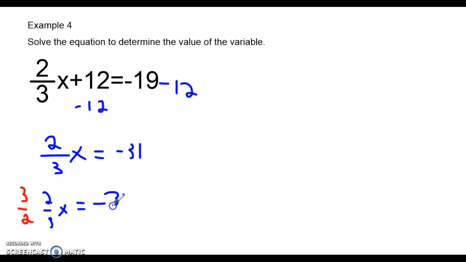Negative 31 times 3 over 2. And what you do to one side, you do to the other. So on the left side, it's going to cancel each other out. We've got 1x or x. And over here, let's make 31 into a fraction. 1 times 2 is 2. That's the denominator. That's easy. 31 times 3, well, I can kind of do that one. It's going to be 93.